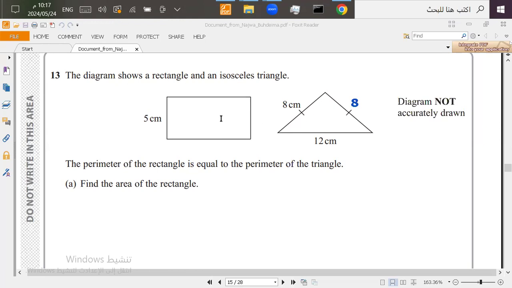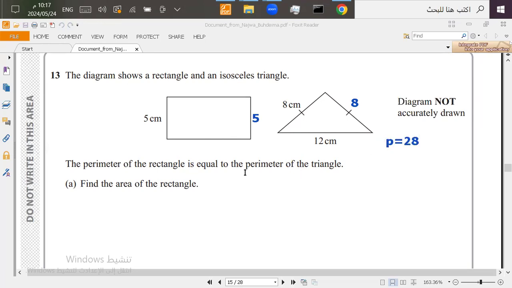Now, this one is 5. Same idea with this. It's 5. Now, let's find the perimeter of the triangle. The perimeter of the triangle is 12 plus 8 plus 8. So 12 plus 8 is 20. 20 plus 8 is 28. So the perimeter equals 28.